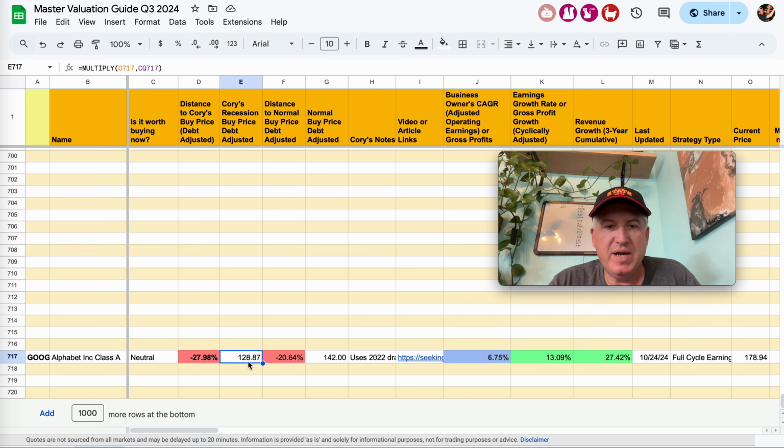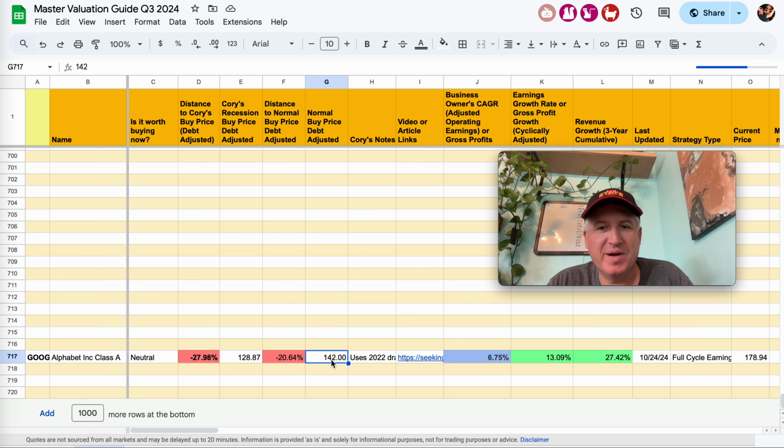So the recession buy price is $128.87. That's about 28% lower than it is now. The 142 level is about 20% lower than it is now. This is a lot closer to its buy price than most of the other big tech companies, Magnificent Seven. So if I was forced to go into one, Alphabet would be the one I would choose. I'm kind of stubborn, so I'm holding out and hope that I'll at least be able to get down. I think if I got down to this 142 level, I would probably buy at least a small position, honestly. So I hope that helps.